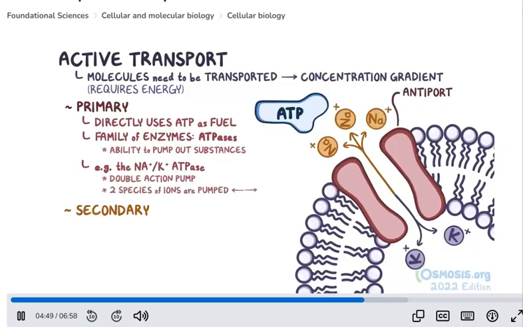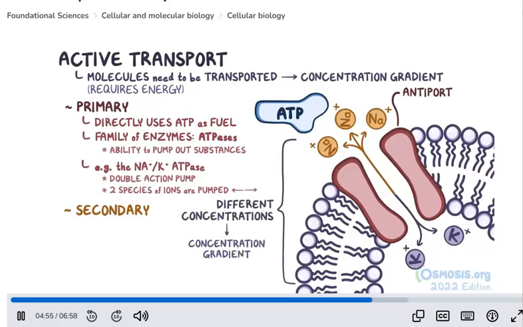across the membrane. The resulting difference in concentrations of ions on either side of the membrane creates a concentration gradient. But since ions also carry electrical charges, it's considered an electrochemical gradient, and the cell can use this in secondary active transport.